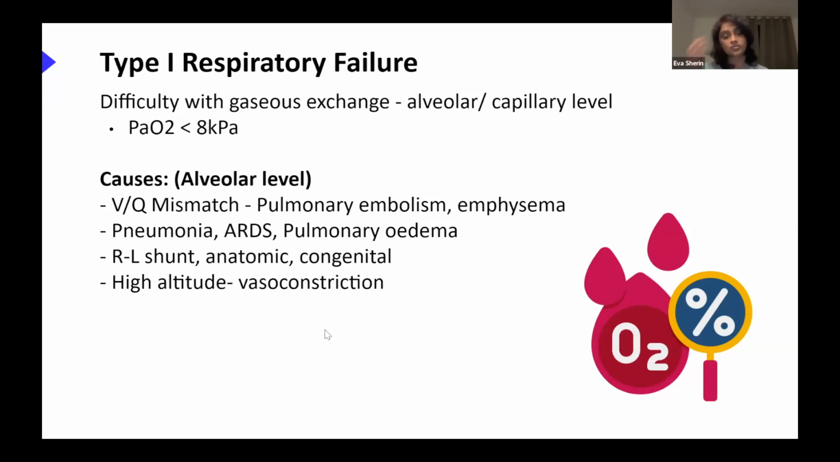And congenital ones, we've got tetralogy of Fallot and even ductus arteriosus, where there's mixing of deoxygenated and oxygenated blood. High altitude is basically because the oxygen concentration decreases as the altitude increases. And there is also localized vasoconstriction, again causing a VQ mismatch.